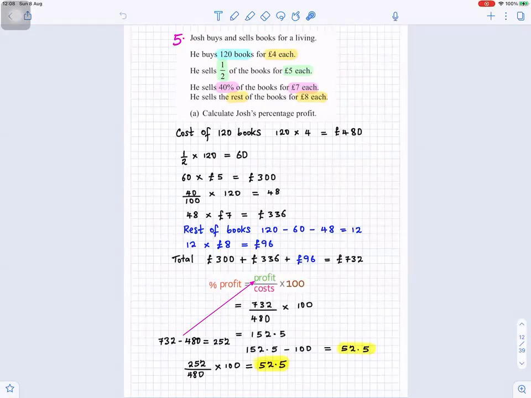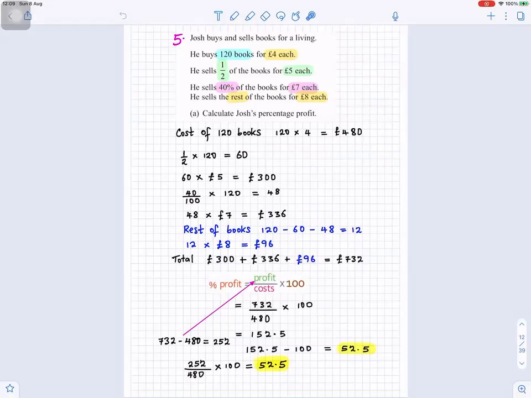Calculate George's percentage profit. So the cost of 120 books is 120 times 4. 120 books, 4 pounds each. Total cost is 480 pounds to buy it. So the cost is 480 pounds.